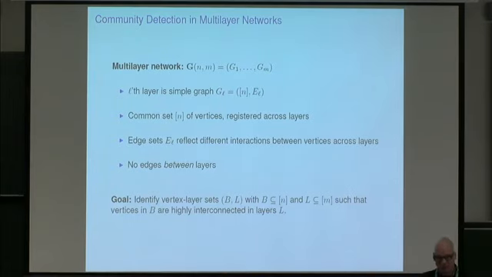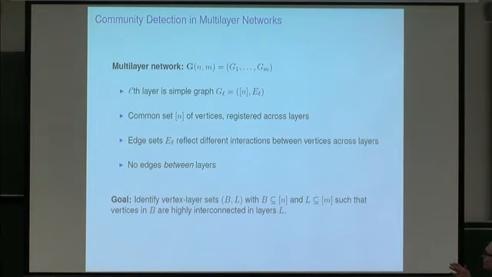And again, a simplifying assumption here is we do not have edges between layers. So to some extent, if you permute the graphs G1 up to GM, it's the same multi-layer network. So we're not really looking at time evolution per se.